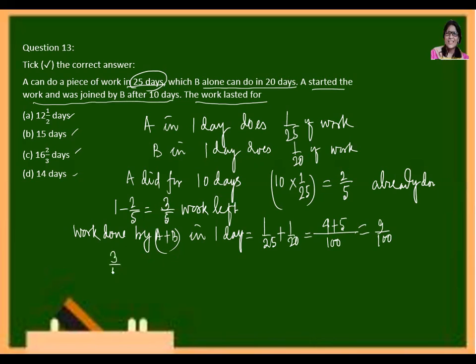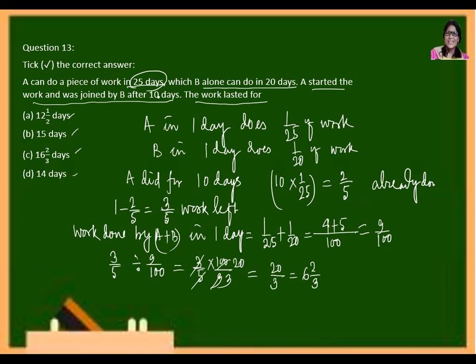So 3 by 5 divided by 9 by 100. So 3 by 5 multiplied by 100 by 9. Simplify, this will be 20 by 3. It will be 6 and 2 by 3.